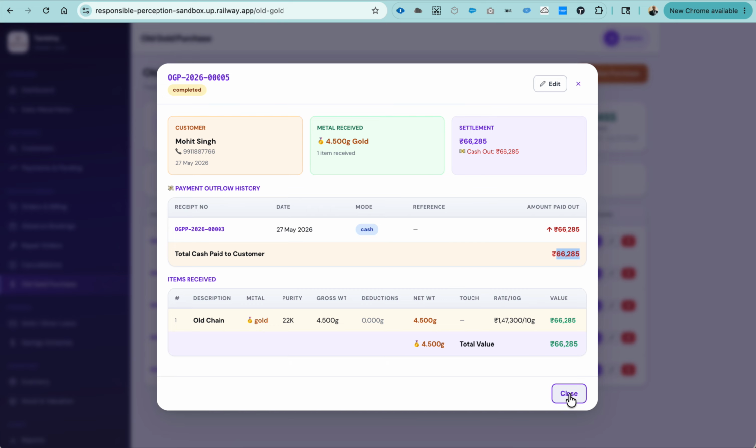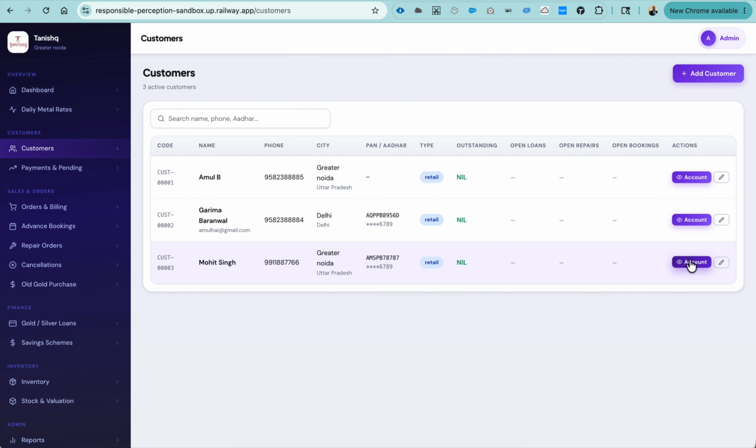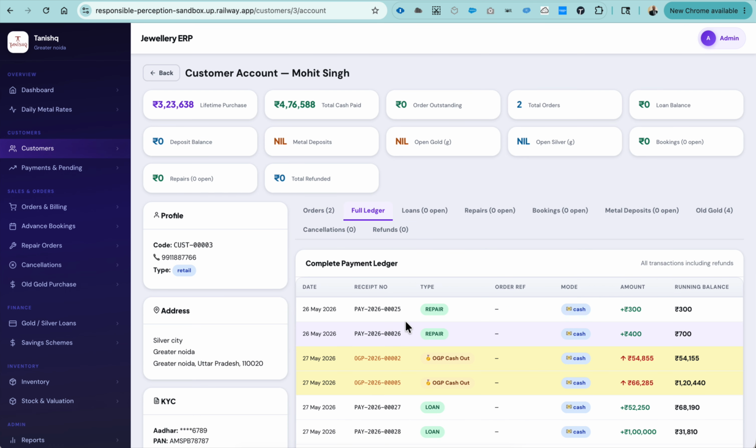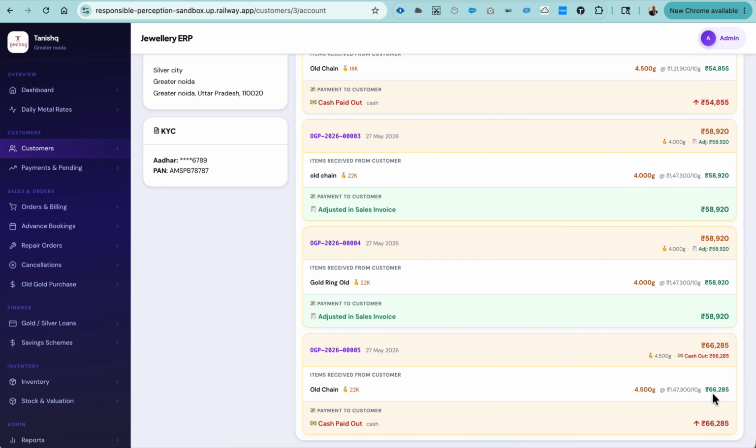If I come back to the customer account detail page, then I can easily see the cash flows. So let me show you the cash flows which I have given to the customer. In my customer account page, I can see the 66,285. The payment has been initiated from our side.